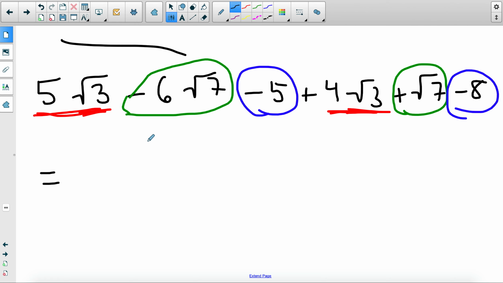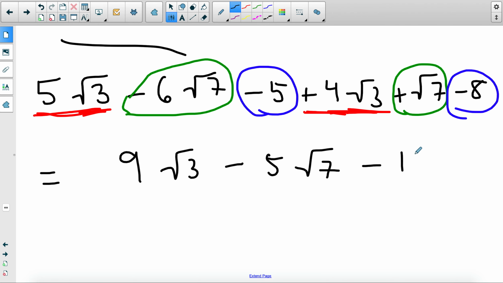And if you do the simplification, remember to take the signs in front of your term. You will end up with 9 square root of 3 minus 5 square root of 7 minus 13. Do attempt more questions like these from your book. Hopefully this video was useful. If you feel confident, do move on to the next video.